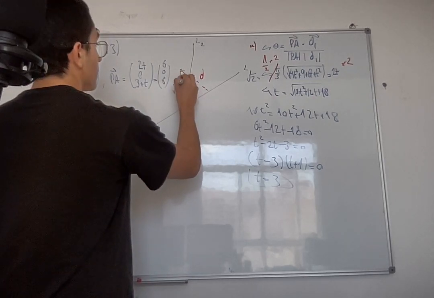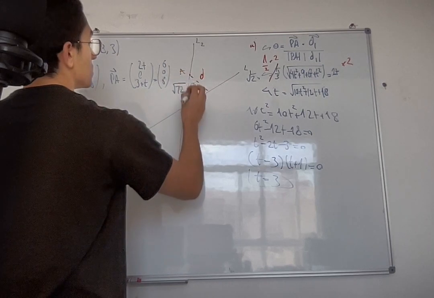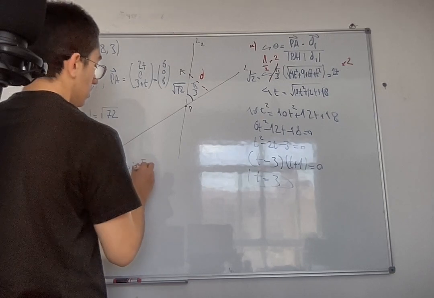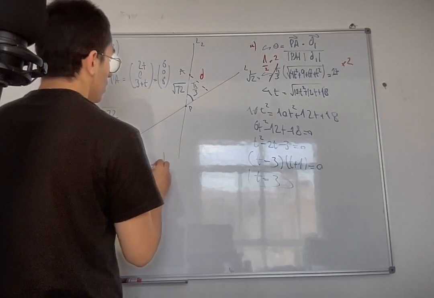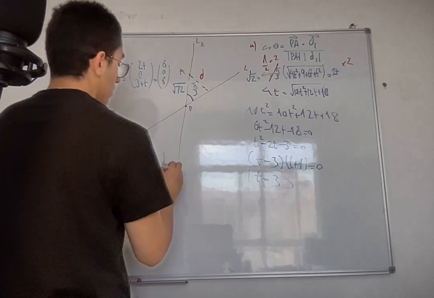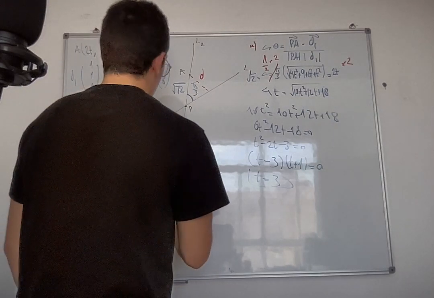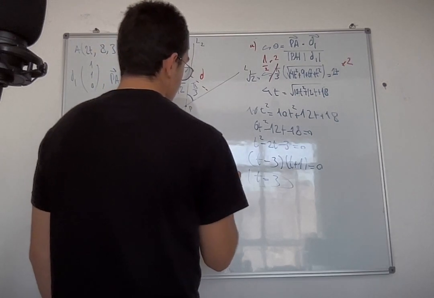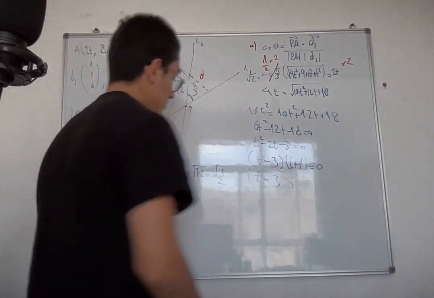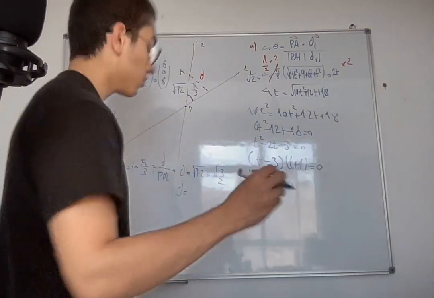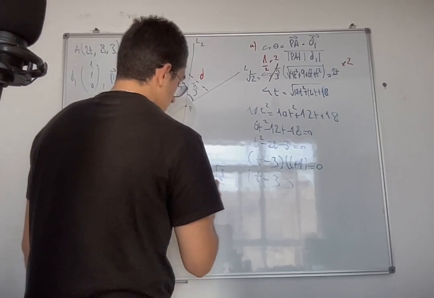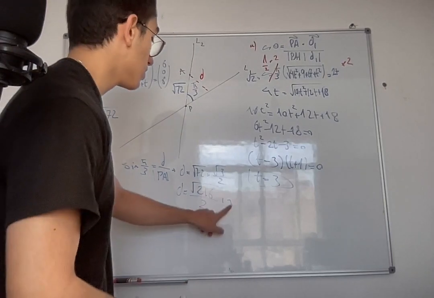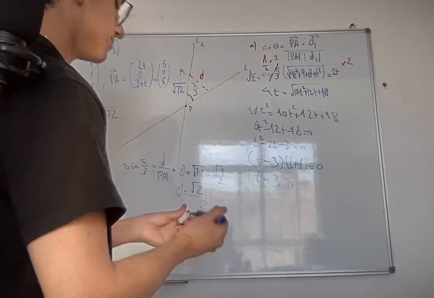And we want to find the magnitude of the shortest distance. So you can use sine of pi over 3. That'll give you d over the magnitude of PA. And so d will be radical 72 times radical 3 over 2. That is radical 216 over 2 meters. Is that meters? I'm not sure. It's not meters. So this is the shortest distance.